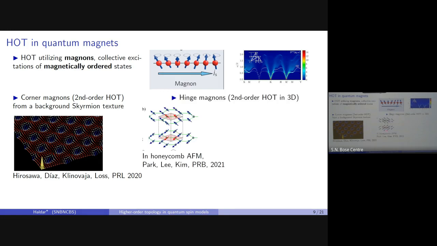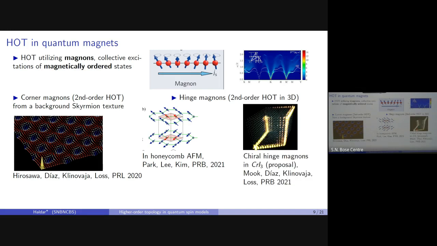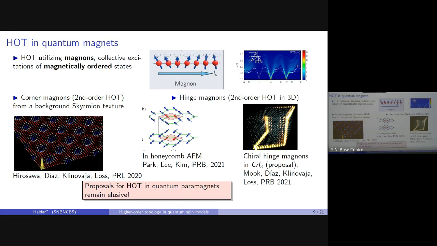So it doesn't stop here. There is another proposal by Park and Kim, in which you do not even need the skyrmion texture to get this kind of higher order topological phase. And of course, you also have proposals to get hinge magnons. If you remember the states I showed you, you have a cube and the localized states live on your edges. We even have proposals for getting hinge magnons, which is second order topology in three dimensions. Again, this is the same group, by Daniel Loss and others. So there have been not too many, but three examples of higher order topology in quantum magnets.